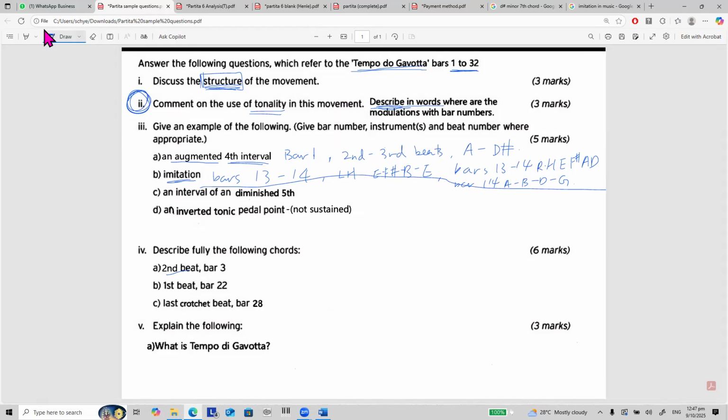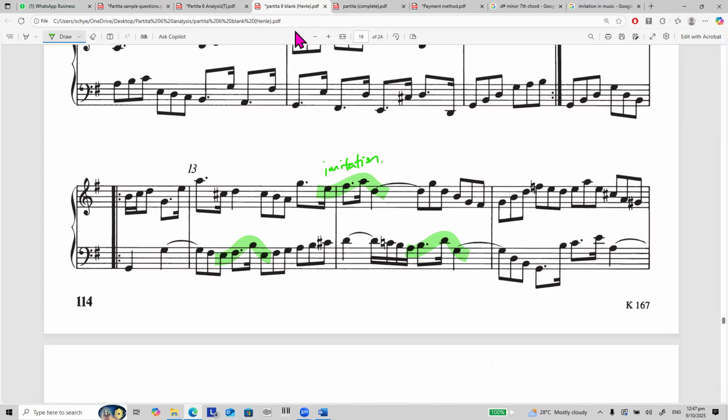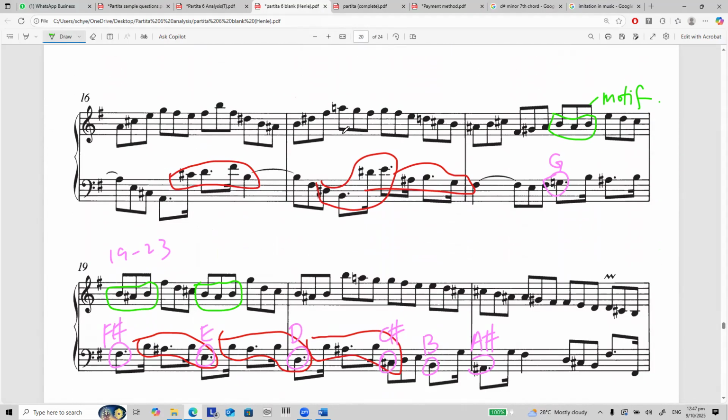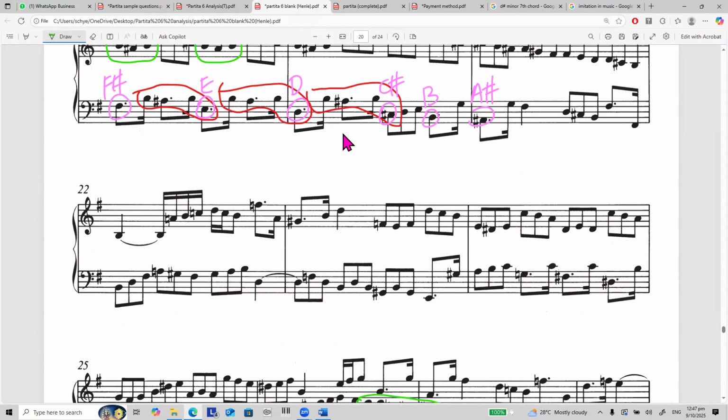Next is an interval of a diminished fifth. Interval of diminished fifth can be found in bar... Let's look at the answer. 22. Then you can pause the video to look for the answer first and see whether you can find the same answer as mine. Let's look at the bar 22 diminished fifth, which is a B to F.